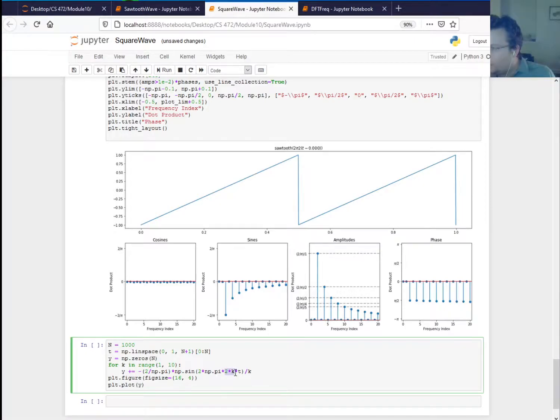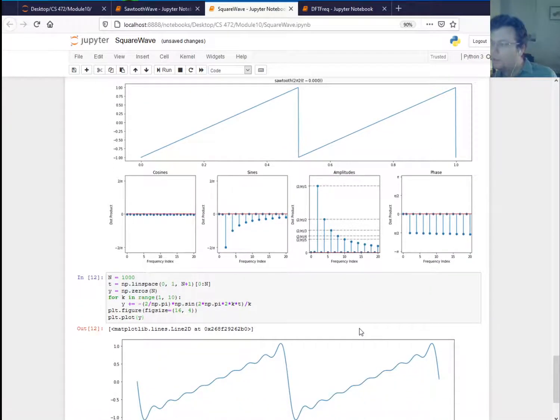So that should be a frequency of 2. And then the next one should be 4, and that over 2. The next one should be 6, and that over 3. Okay, I think we got it. So let's plot this and see what we get.